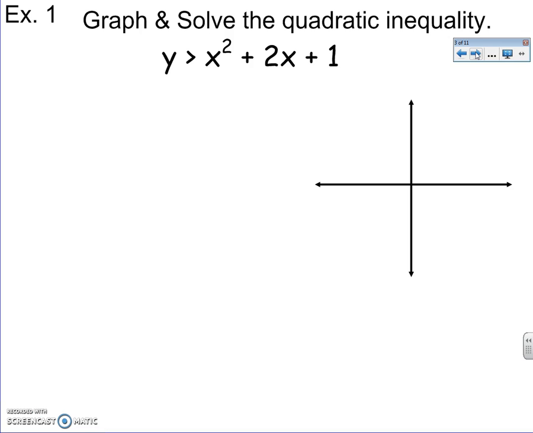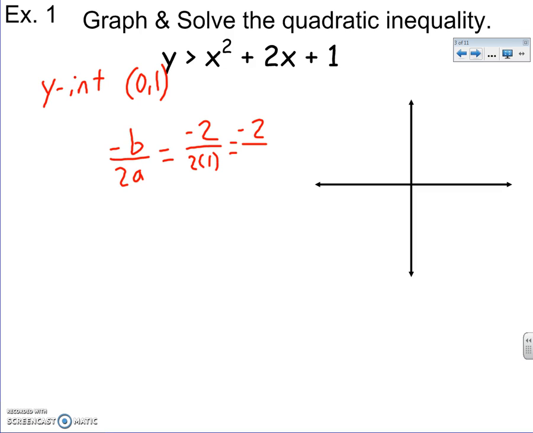So first I want to graph that. We know that the y-intercept is at 1, because that's the c, because this is standard form. Also, I need to find the vertex, so I'm going to do negative b over 2a. That turns into negative 2 over 2 times 1. So that's negative 2 over 2, which is negative 1. That's my x for my vertex.